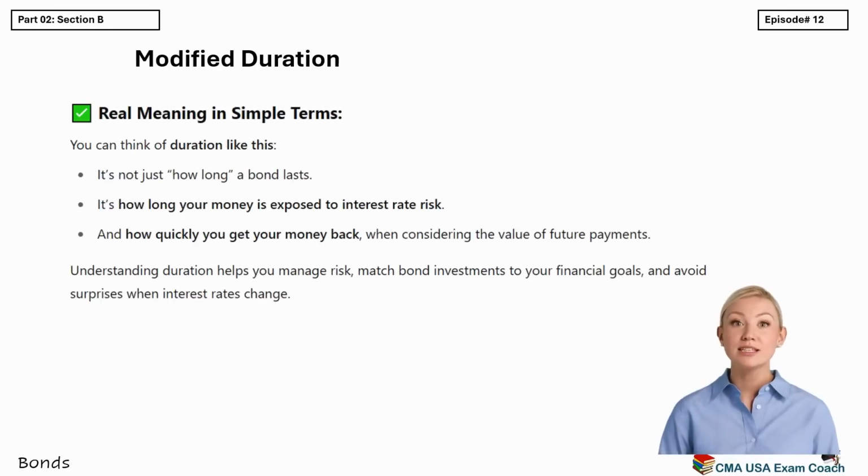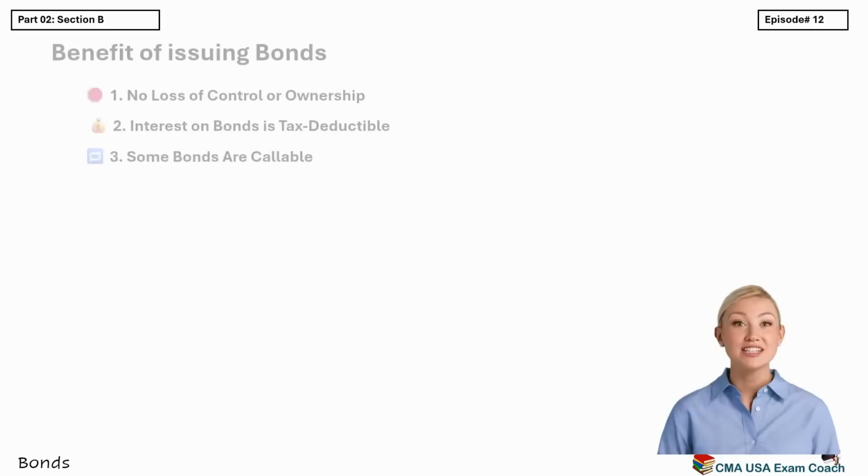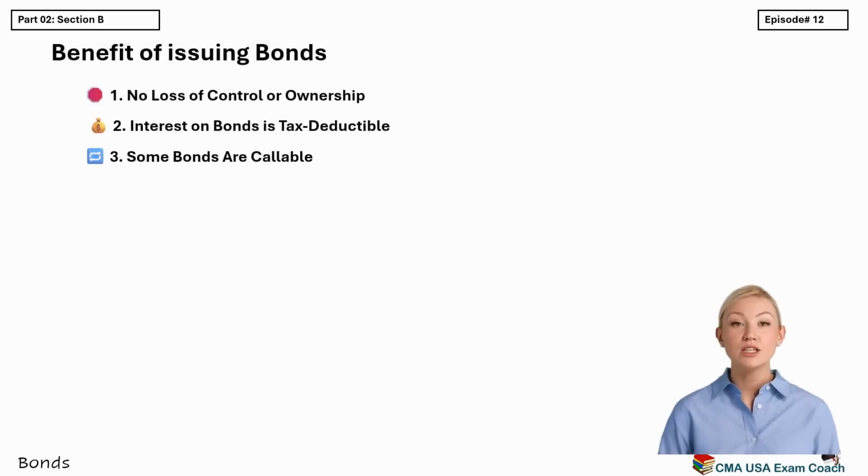Our final topic is the benefits and limitations of bond issues. Here are 3 key benefits of issuing bonds. 1. No loss of control or ownership. When a company issues bonds, it raises capital without giving up ownership. That's very different from issuing new shares.